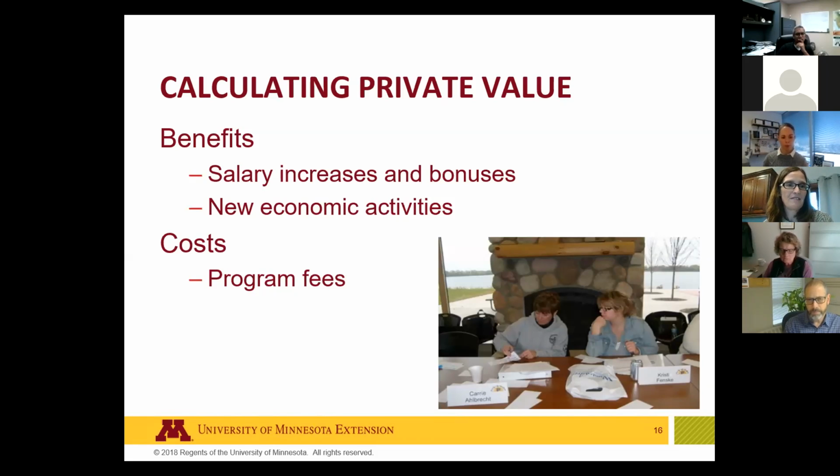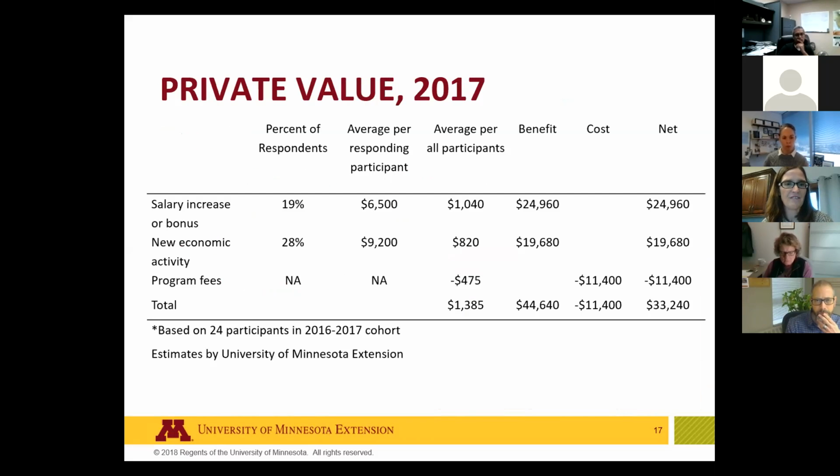And then we had to figure out, what is the cost associated with that? So we looked at the program fee. So each individual person does pay about $475 to participate in the program. Most of them get the money paid by their employers, but that is a cost, if you will, to the program. So that's how we, for the private value, what we called benefit and cost. So Scott, if you want to go.